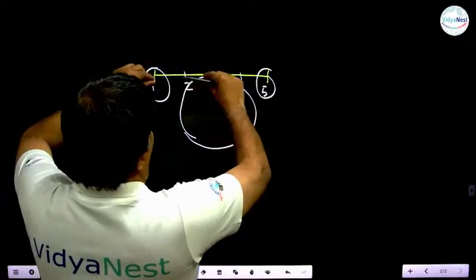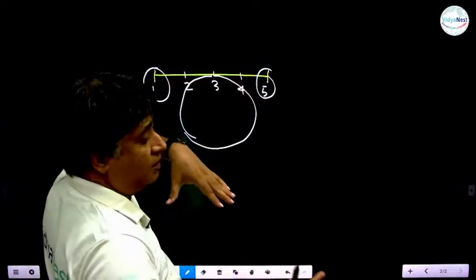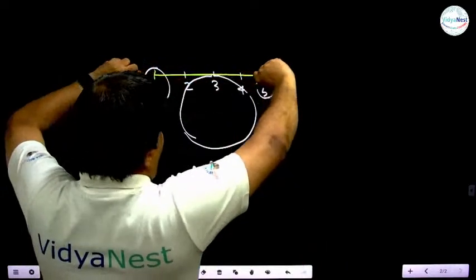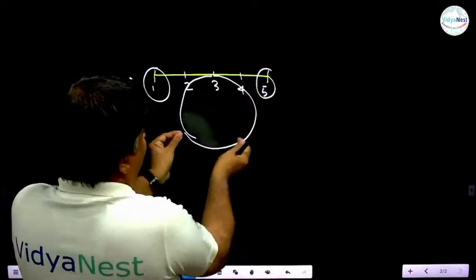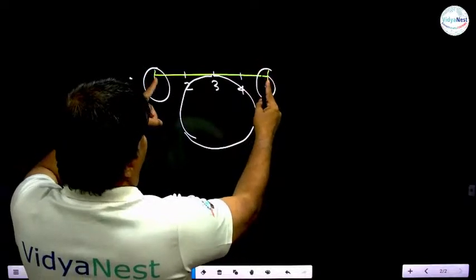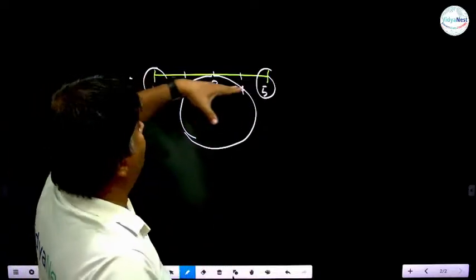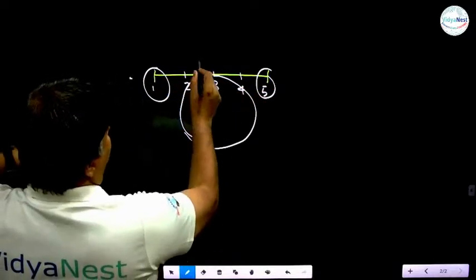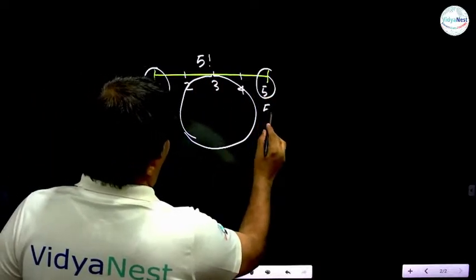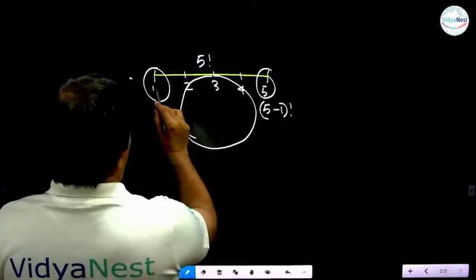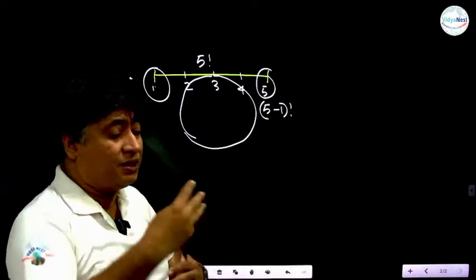Suppose there is a chair in which you are sitting in school. If the chair is bent and made into a circular chair, then the first and last position will coincide. So in a linear arrangement, which was seen by us as factorial 5, now it will be reduced to 5 minus 1 factorial. Why? Because the first and last position will fall on each other or coincide with each other. Okay.